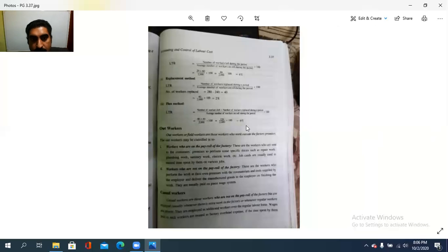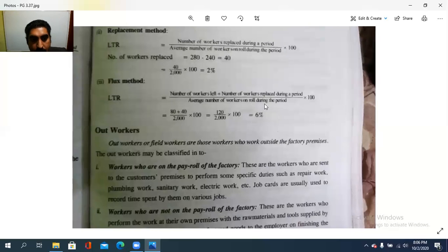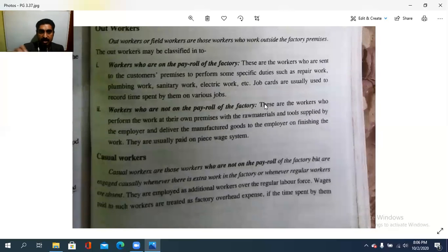And then what is an out worker? Out worker in the sense means field worker. So field workers or out workers are those workers who work outside the factory premises. വെളിയിൽ ജോലി ചെയ്യുന്നവരെ, inside അല്ല outside ജോലി ചെയ്യുന്നവരാണ് out workers or field workers.